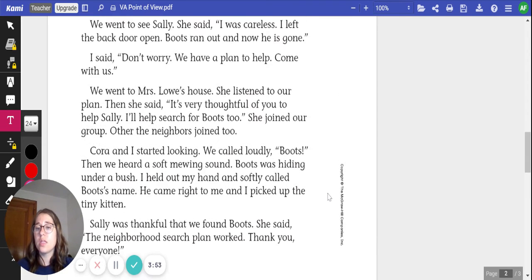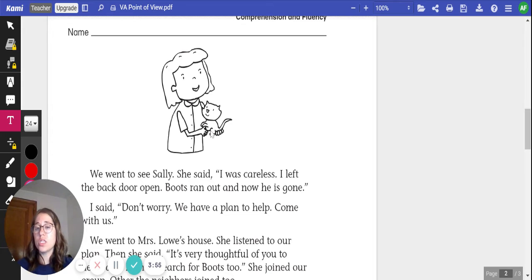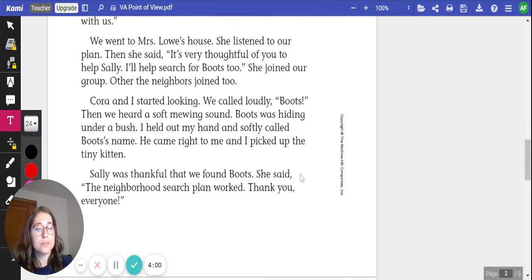Thank you, everyone." If we look up, this is Sally with Boots, and you can tell both the kitten and Sally are smiling, so they're happy to be together again.